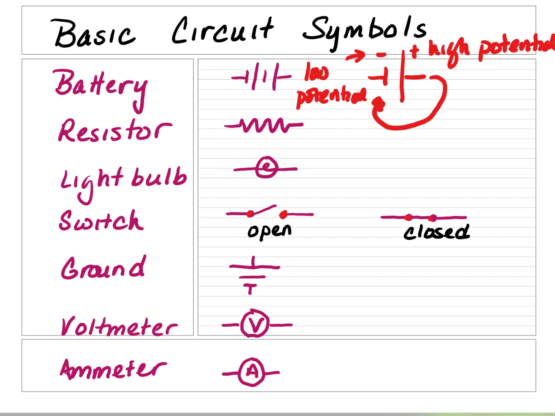Ground is represented by a series of parallel lines that get consecutively smaller. Ground is usually to the earth, which is the largest reservoir of negative charges. A voltmeter is symbolized by a circle and a capital V. An ammeter is symbolized by a circle with a capital A. In the next set of videos, we will discuss the different types of circuits you will encounter in class.